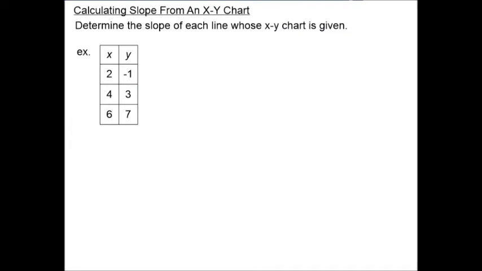So let's go ahead and calculate the slope from an XY chart. As it says, we're going to determine the slope of each line whose XY chart is given. So here's our XY chart. Now notice here we're given 3 points.